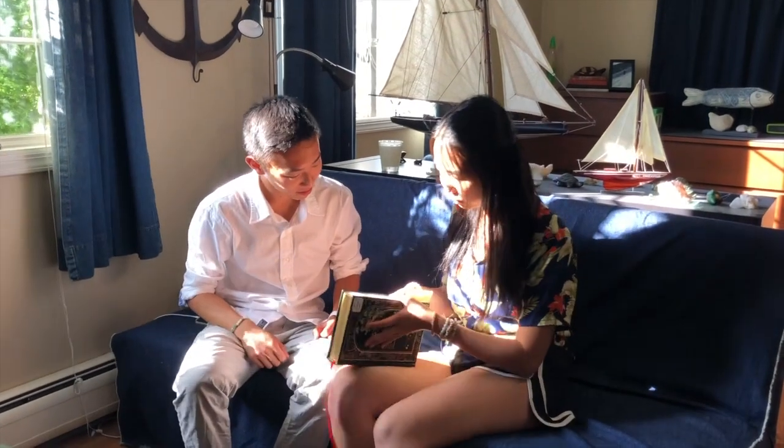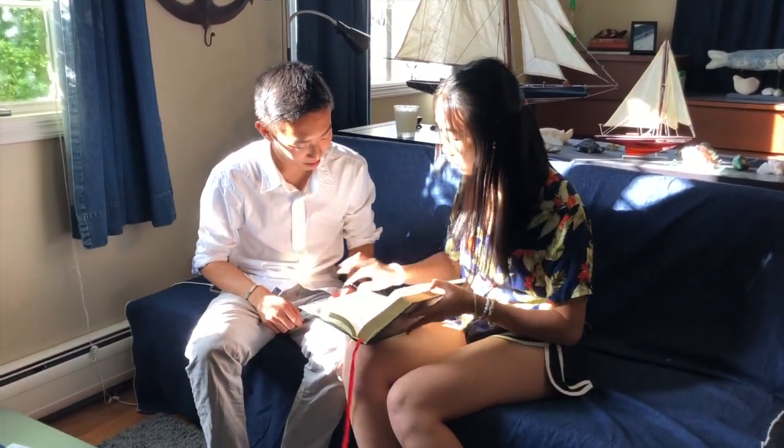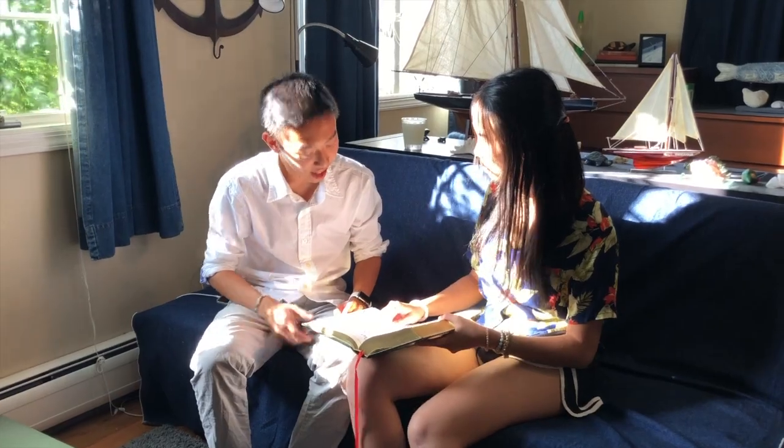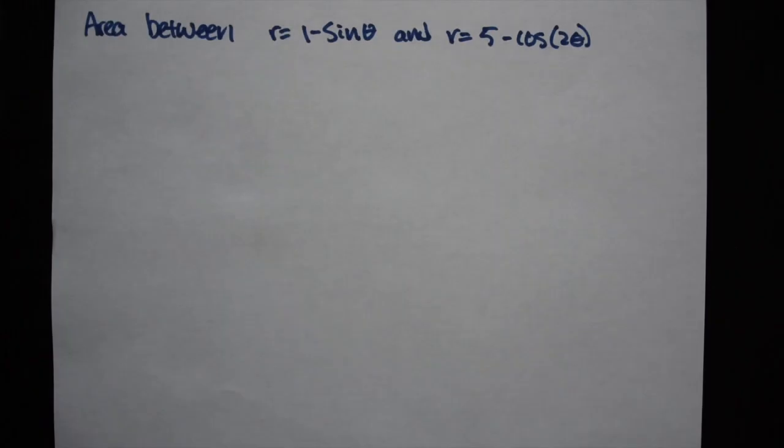So this book was really important to the victim. He was working on a problem. We should finish solving it. I got this. At the time of death, our victim was working on the problem: what is the area between r equals 1 minus sine theta and r equals 5 minus cosine 2 theta?